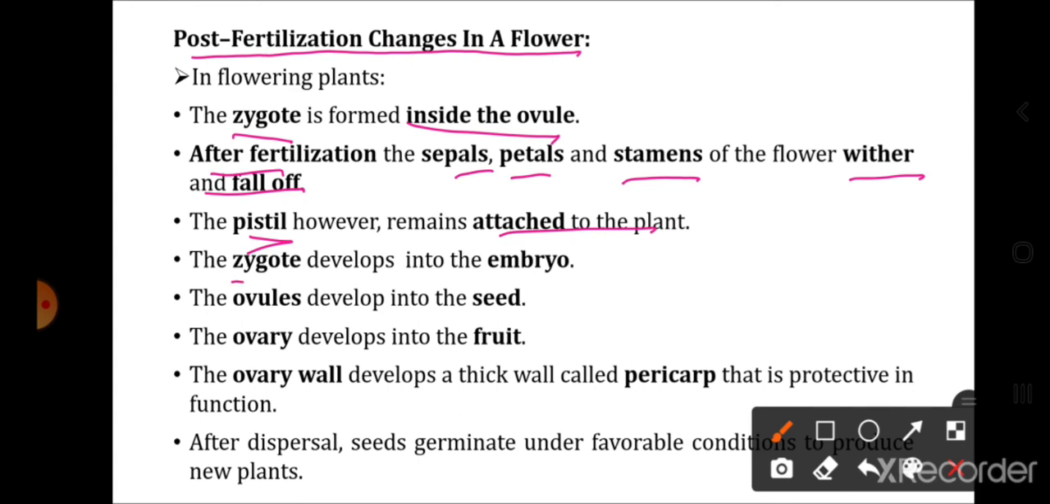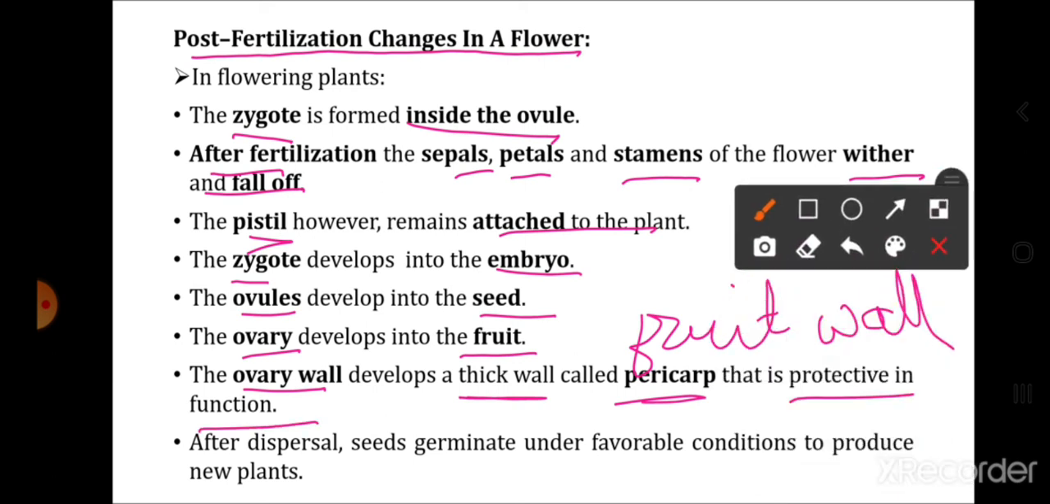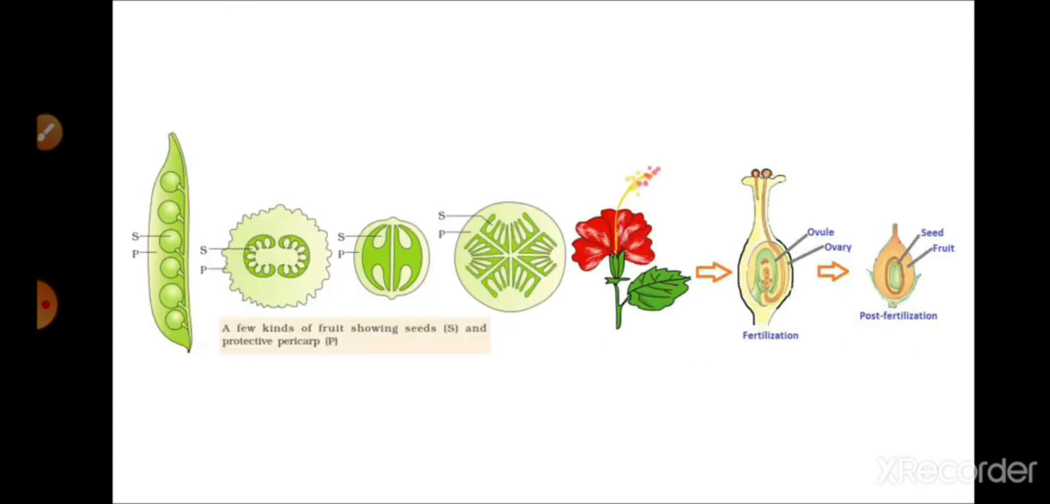What are the changes? The zygote will form the embryo, the ovules will form the seeds, the ovary will form the fruit, whereas the ovary wall develops a thick wall called the pericarp. This pericarp is also called the fruit wall, and its function is protective. After the dispersal, seeds germinate under favorable conditions to produce new plants. So these are some of the changes occurring in the flower after the process of fertilization.